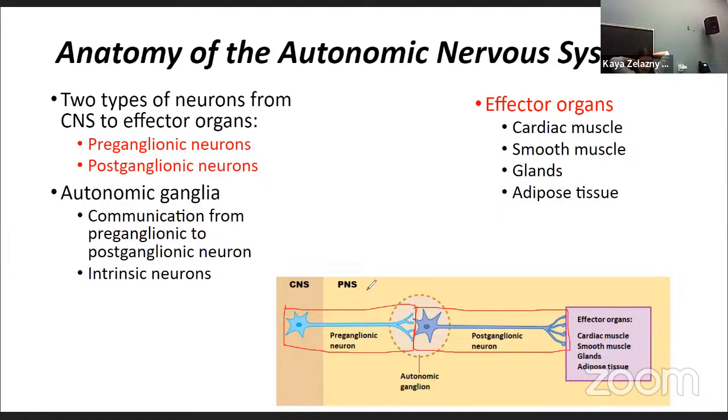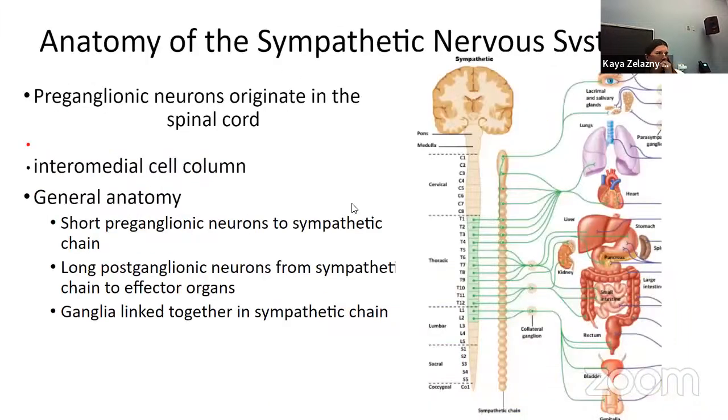So when we think about autonomic ganglia, we're thinking about communication from the preganglionic neuron to the postganglionic neuron happening right here. Okay. Some places we will see intrinsic neurons, so we'll see neurons in the body of an effector organ. And here are effector organ targets. That's our general setup.